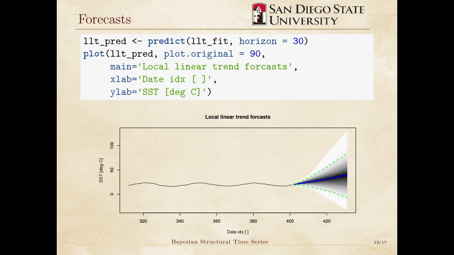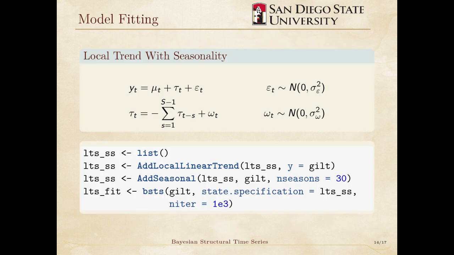Let's model seasonality. Tally-ho! In our case, S is equal to 30. We specify this in our code by setting the in-season parameter to 30. The local linear trend component is specified just as before. Then we include a seasonal component using the addSeasonal function.